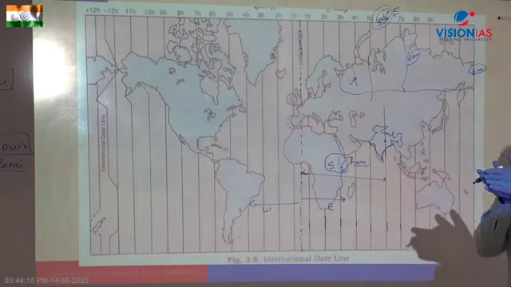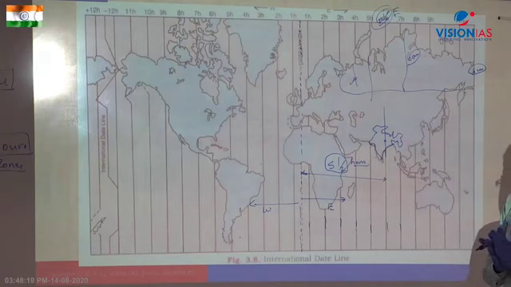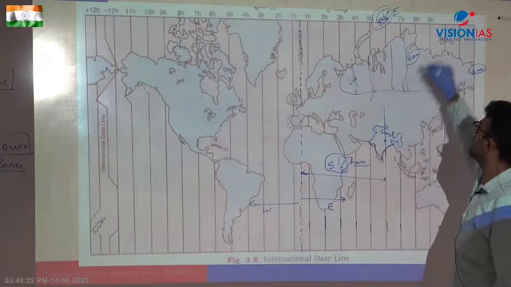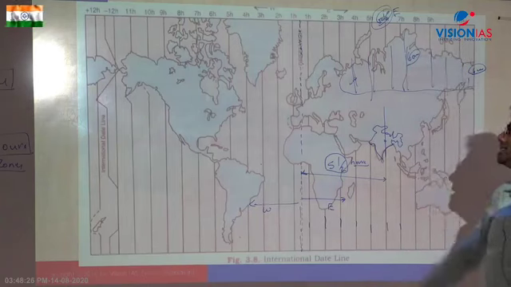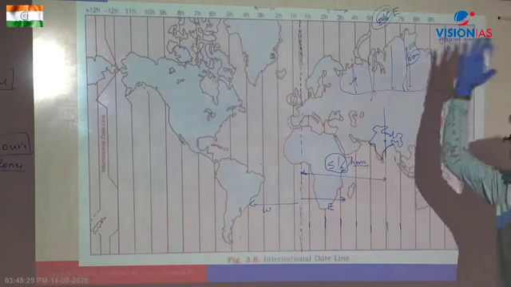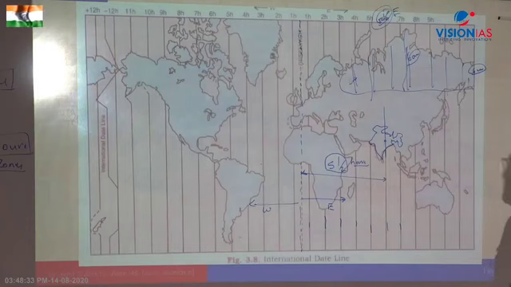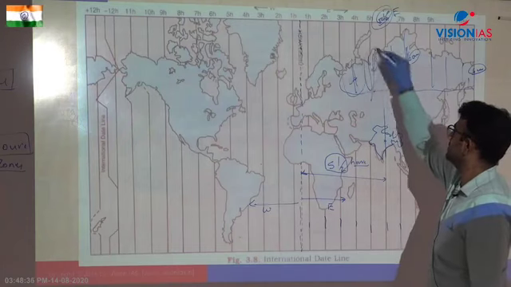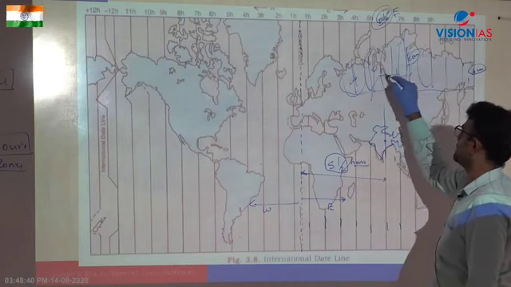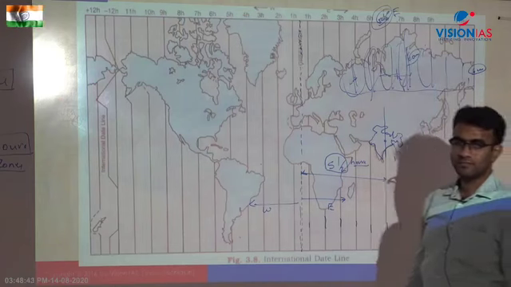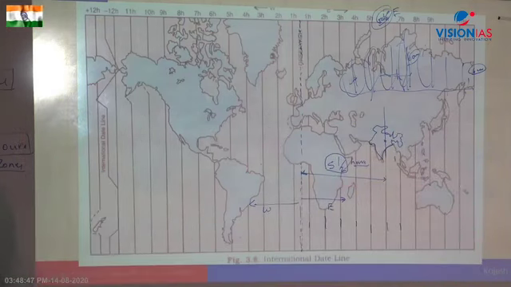For a country which has a very wide longitudinal extent, which has multiple longitudes passing through it, it will be difficult to follow a single time zone. That's why a country like Russia follows 11 time zones. It divides the country into multiple regions and fixes the boundary also: from here to here you have to follow this, from here to here you have to follow this, and they would synchronize accordingly. In India we have only a single time zone.